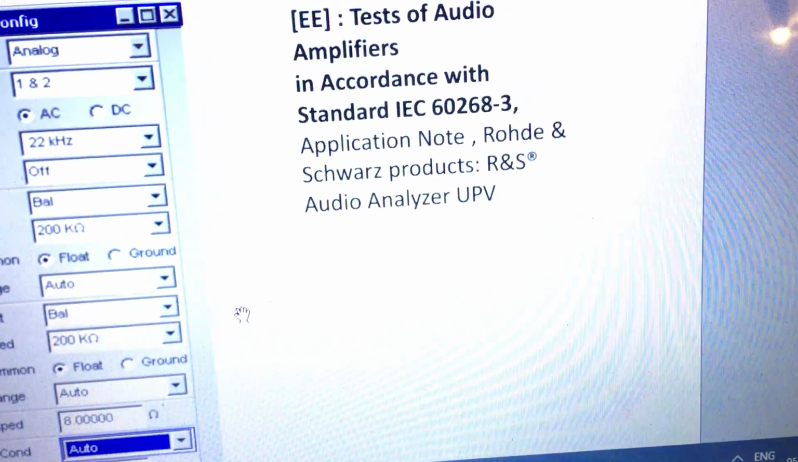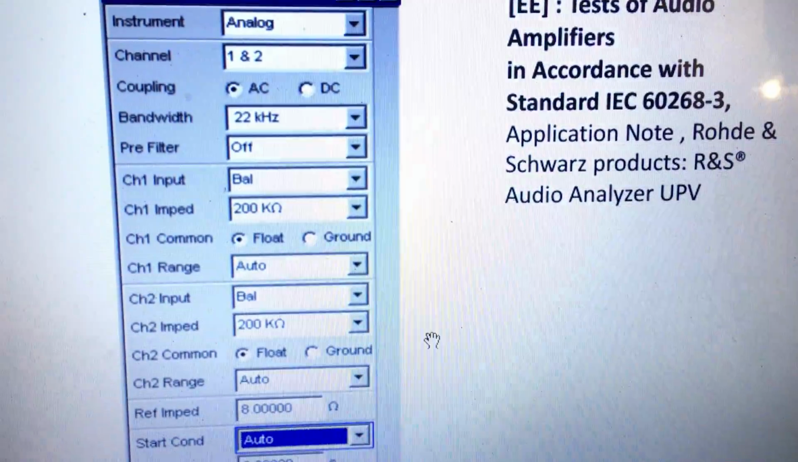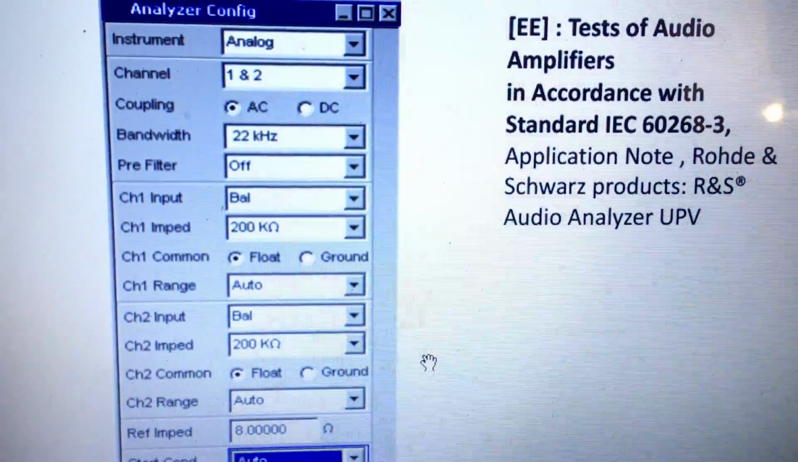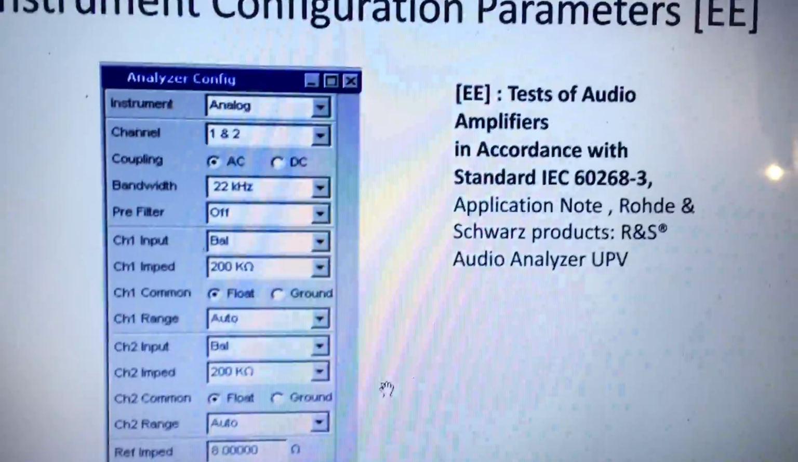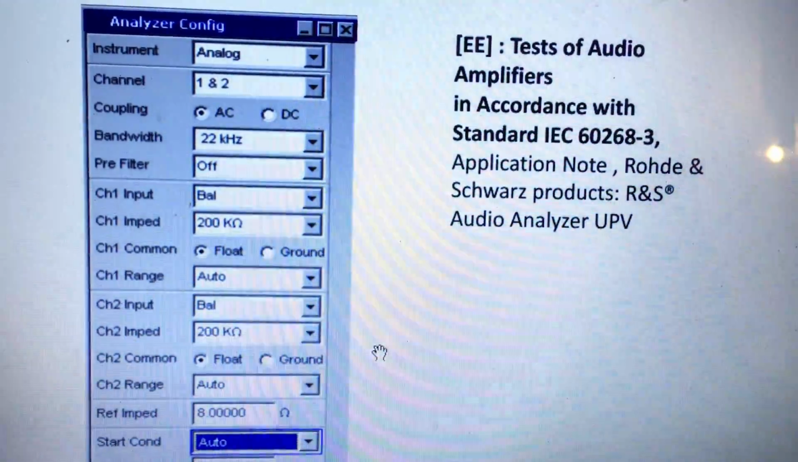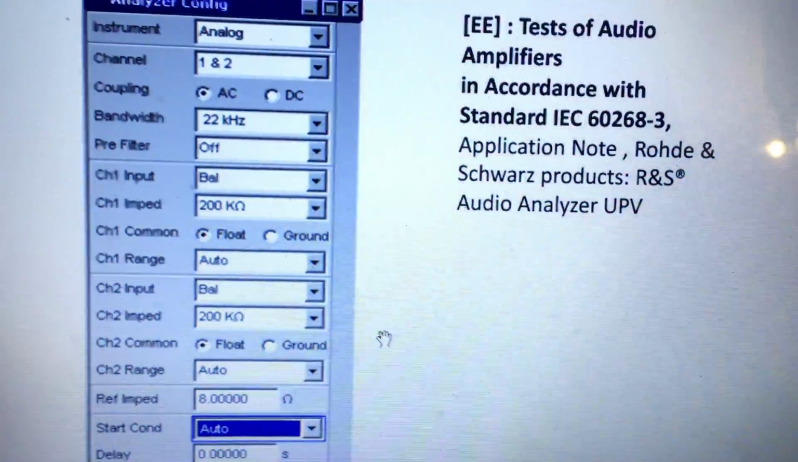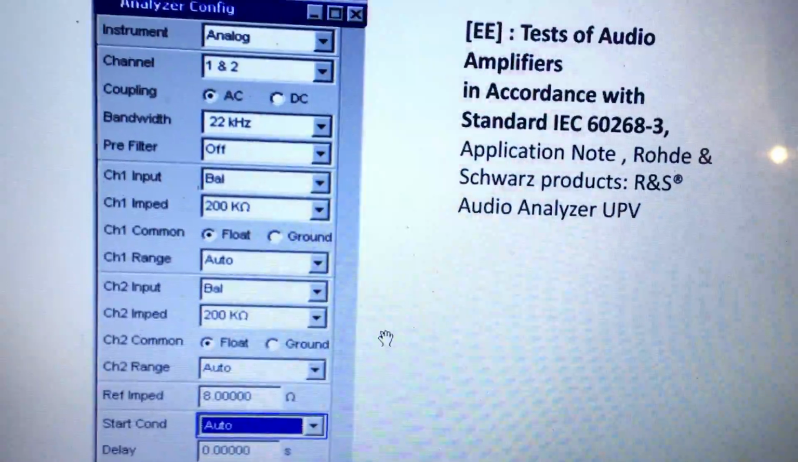Now this is another diagram that shows the Rohde and Schwarz audio amplifier test instrument configuration parameters. Now what does this particular mean? This is hardware along with software that will create a screen with the help of which you can configure some parameters.